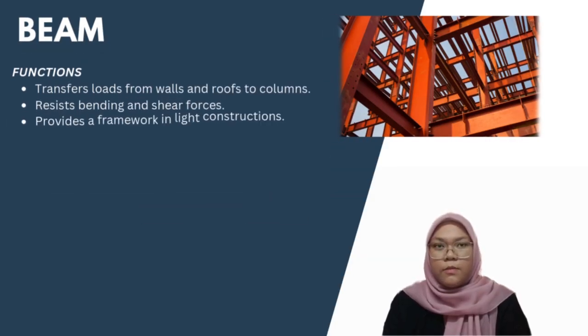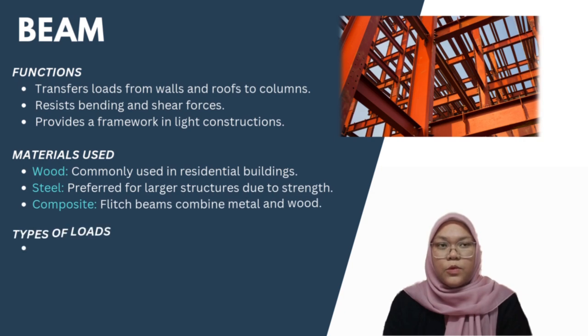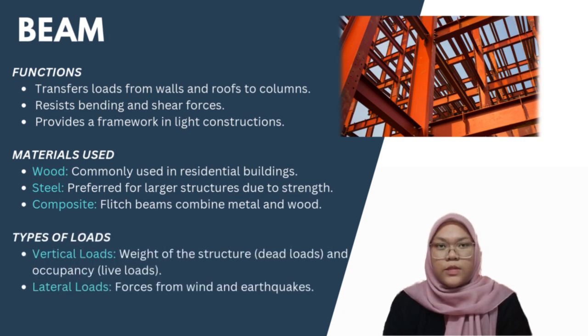Next, I will present about differentiating beams, columns and girders. Beams are horizontal elements that distribute loads from walls, floors and roof to columns, which are vertical elements transferring loads to the foundation. Girders are larger beams supporting smaller beams and joists for heavier loads over longer spans.